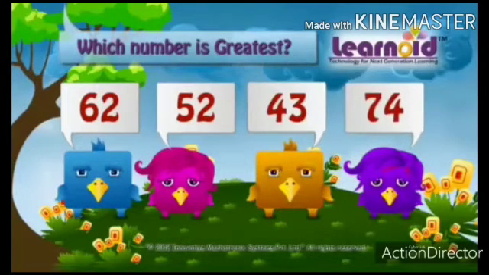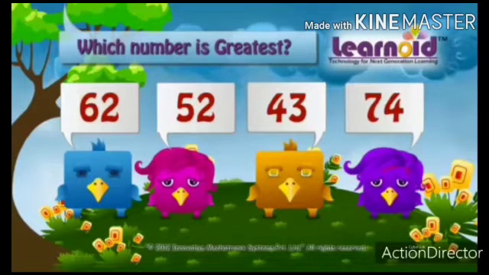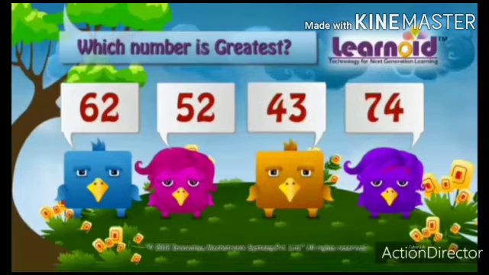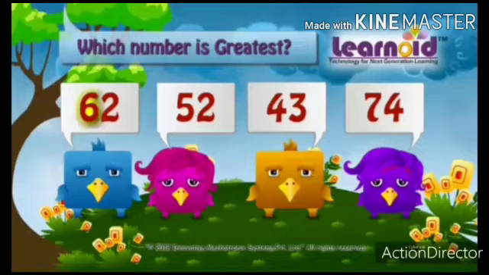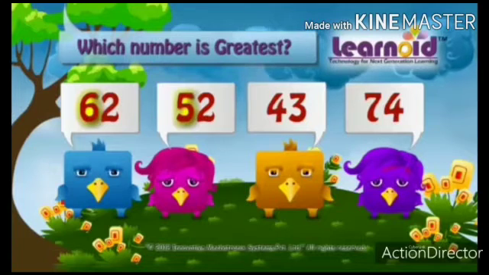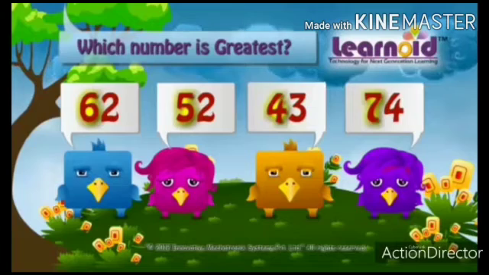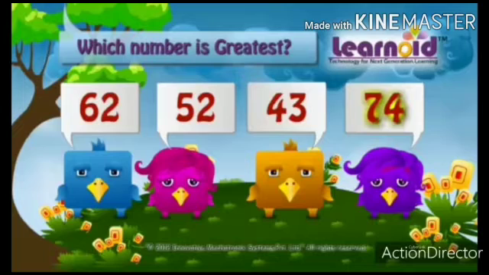62, 52, 43, 74. First, see the first digit in all the numbers. In 62, it is 6. In 52, it is 5. In 43, it is 4. In 74, it is 7. 7 is greater in all the four numbers. So, 74 is greatest.